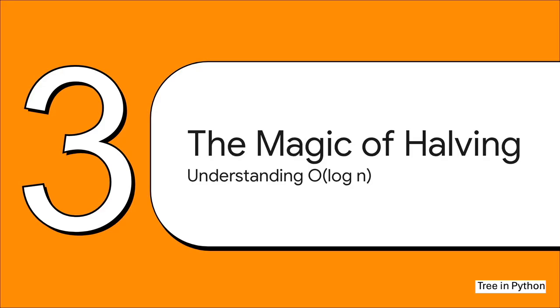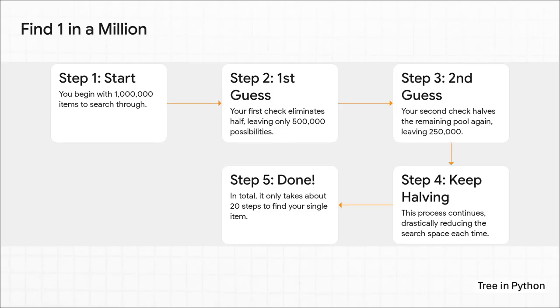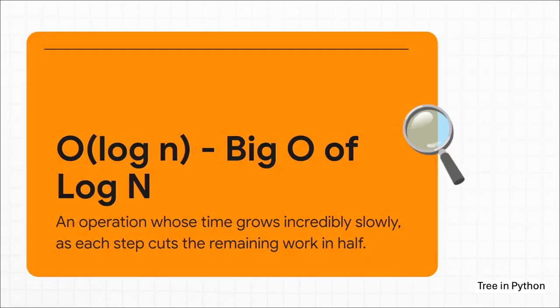So how does that simple left for smaller, right for larger rule make things so much faster? Well, it all comes down to the incredible power of cutting your problem in half over and over again. Let's go back to our million boxes. With a tree, that first check we do at the root node, it doesn't just check one box. By deciding to go left or right, we instantly eliminate half of all the other boxes. Just like that, 500,000 possibilities are gone. Our very next guess does the same thing, cutting the remaining pool in half again. If you keep doing this, you can find one specific item out of a million in, get this, about 20 steps. It's amazing. And that mind-blowing efficiency has a name too.